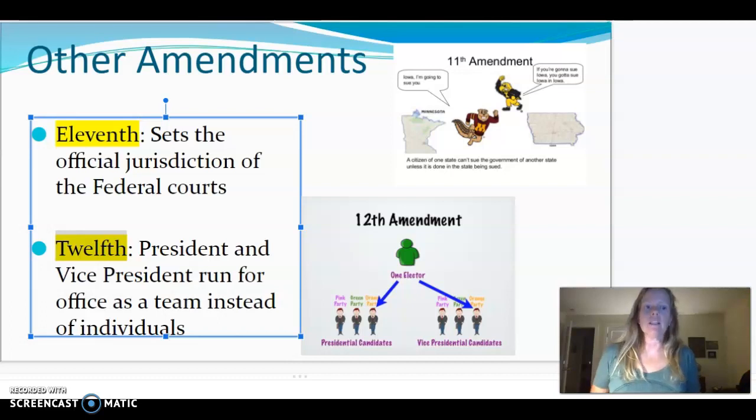All right, so we have the 11th Amendment. It says here in my slides, sets the official jurisdiction of the federal courts. Here's the easy way to remember it. The 11th Amendment states can't sue other states, okay? Technically they can, but what that means is a state can sue another state only if it's done in the state being sued, okay? This is about the most you need to know about the 11th Amendment. So states can't sue other states. You've got a little cartoon there. Focus in on that. Burn that into your brain.